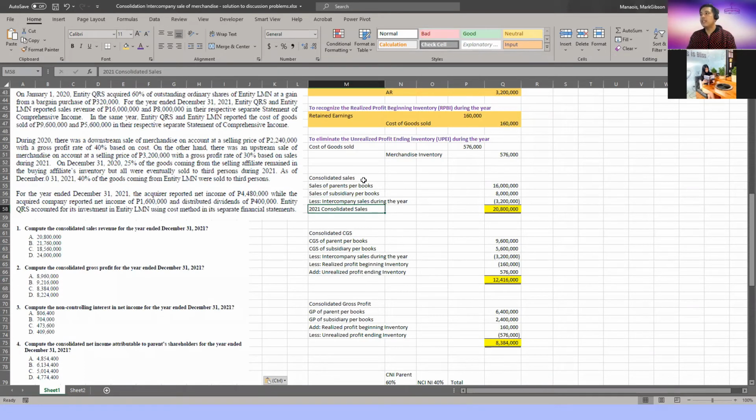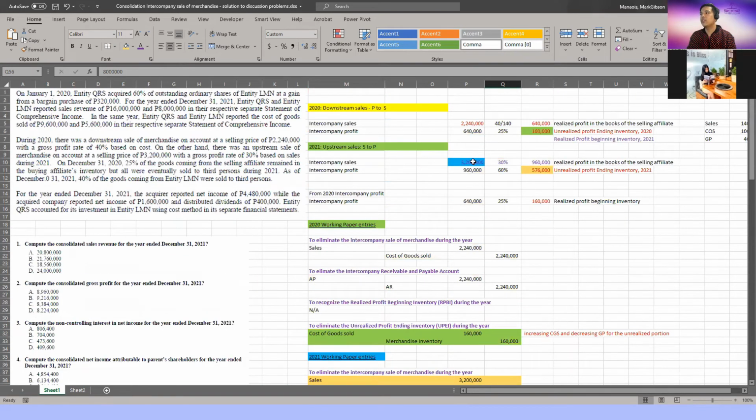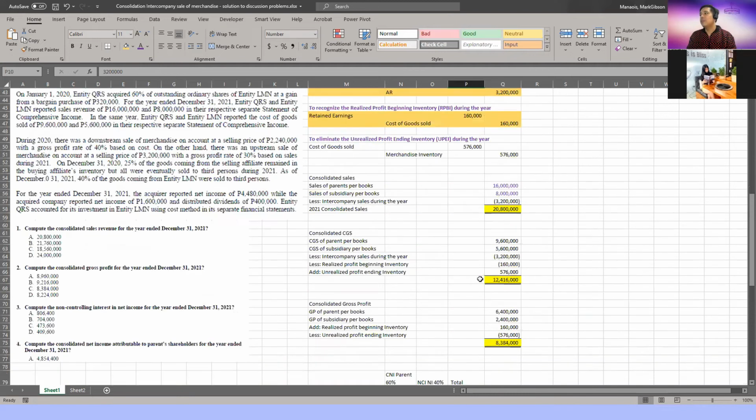So consolidated sales, sales of parent. Let's see how much. On December 31, 2021, entity QRS and entity LMN reported 16 million and 8 million respectively. So you have 16 million for the parent, 8 million for the subsidiary. Now, less the intercompany sales during the year. How much is the intercompany sales for 2021? Don't get confused, this is 2021. So that's 3,200,000. Therefore, 2021 consolidated sales would be 20,800,000, per letter A.